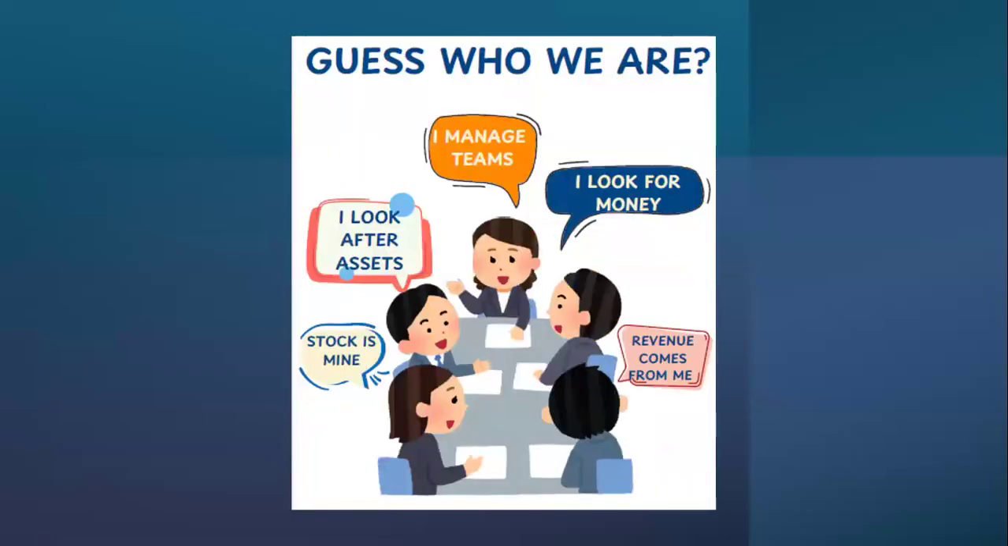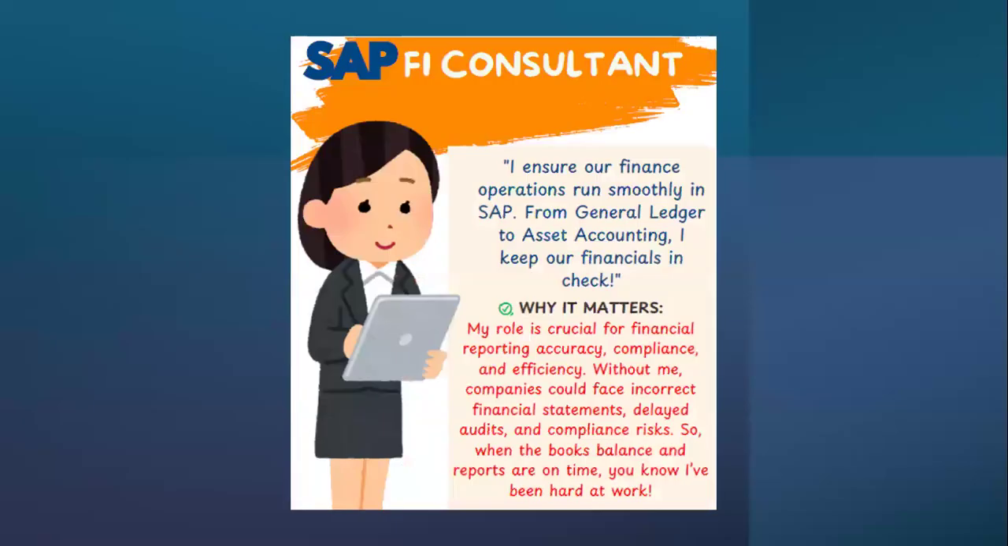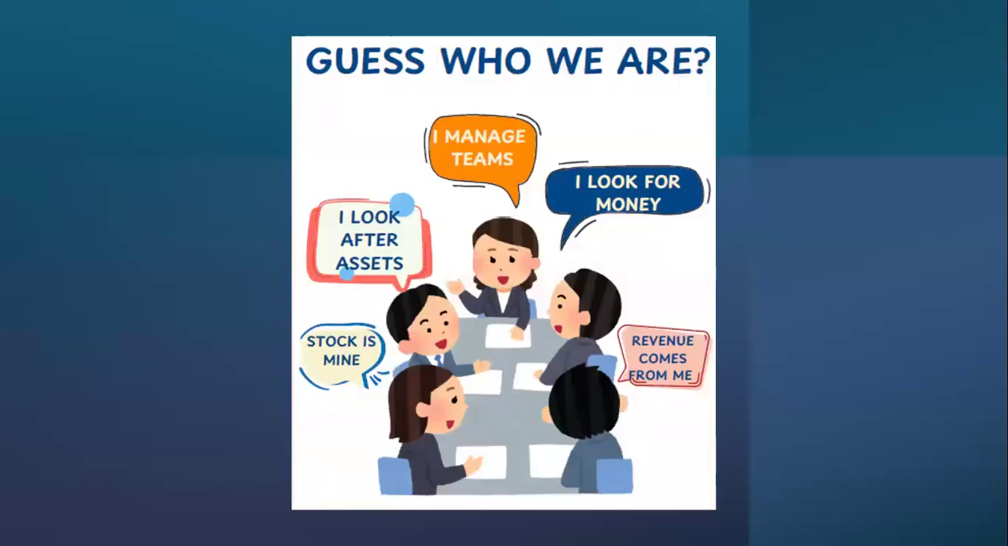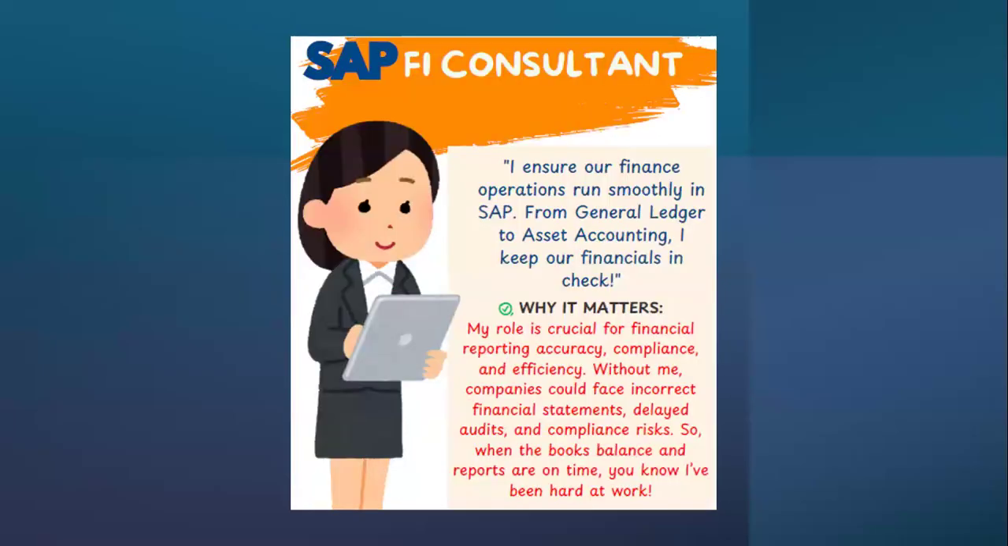So see, there is a team who will be implementing SAP. So there are these persons. Someone is managing the teams. Someone is looking after the money. Someone is looking after the revenues. Someone is looking after the stocks. Someone is looking after the assets. Now let's understand the role of each member of this implementation team.